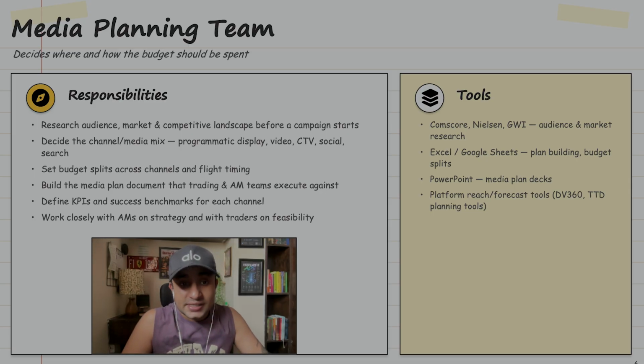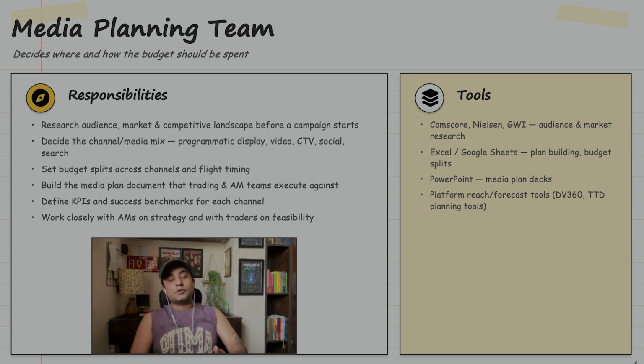You work closely with AMs, because on a daily basis they would reach out to you to get the media plans and get the approvals. So you work on strategies with traders: what is the feasibility, if they can run certain campaigns or not, if they can run certain creatives on certain dates or not, and what are the challenges and what are the new opportunities that traders can be working on. So all that is discussed with the media planning team.